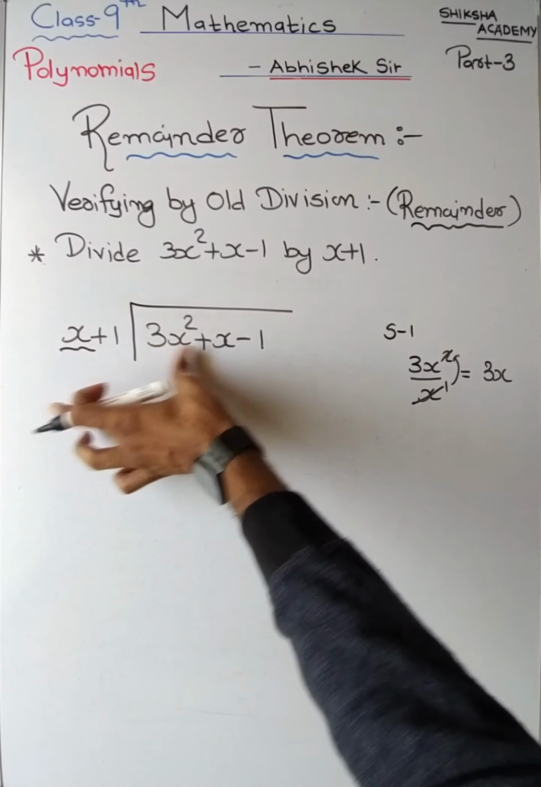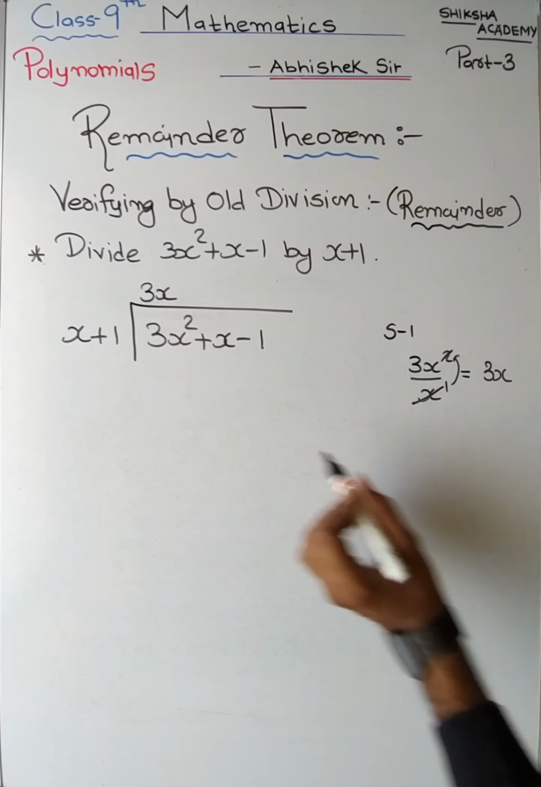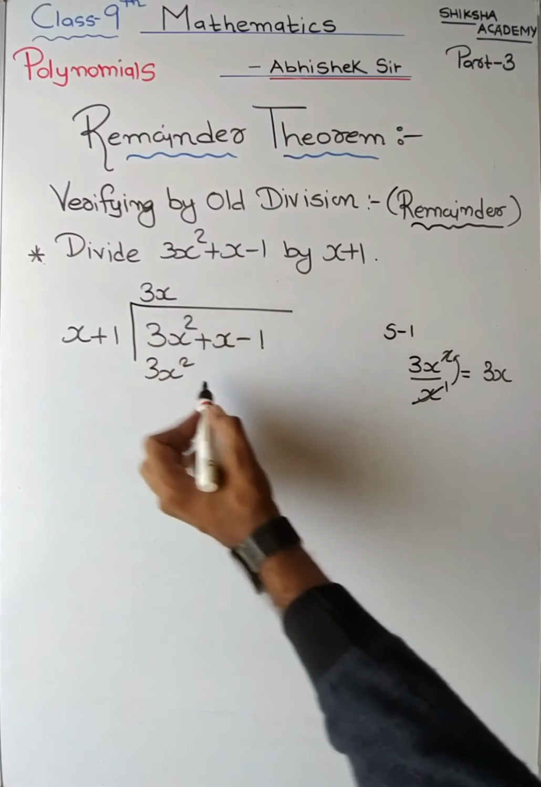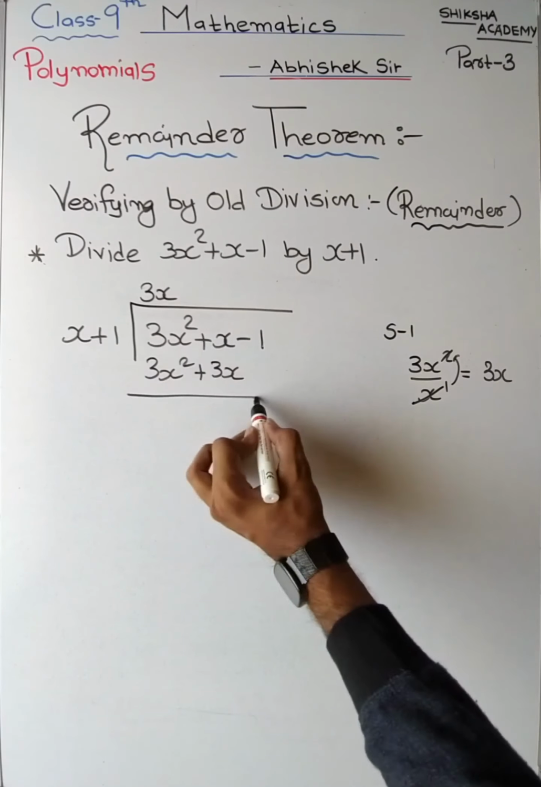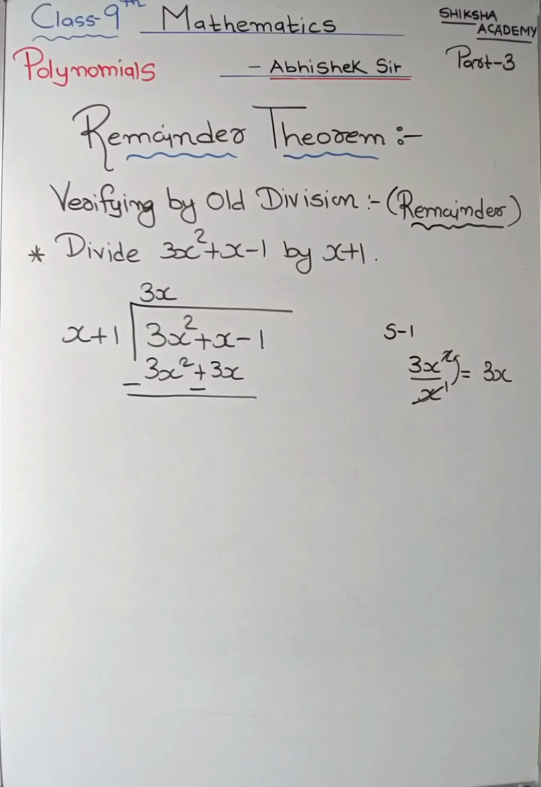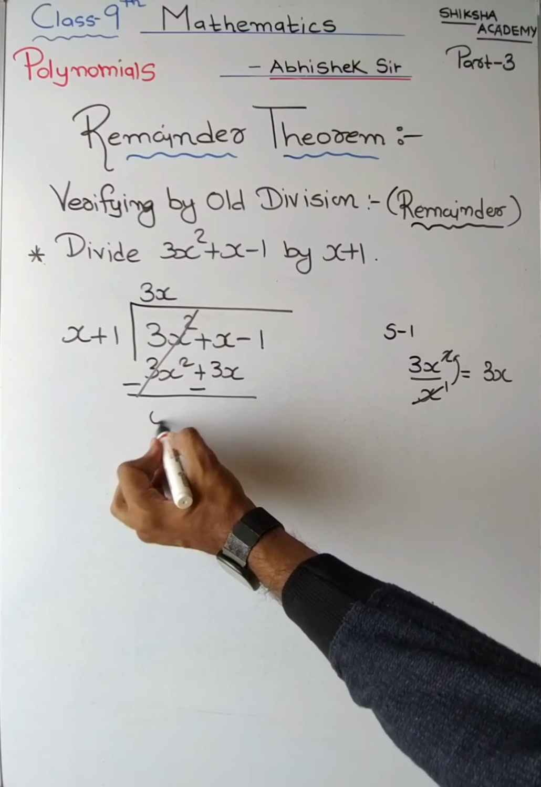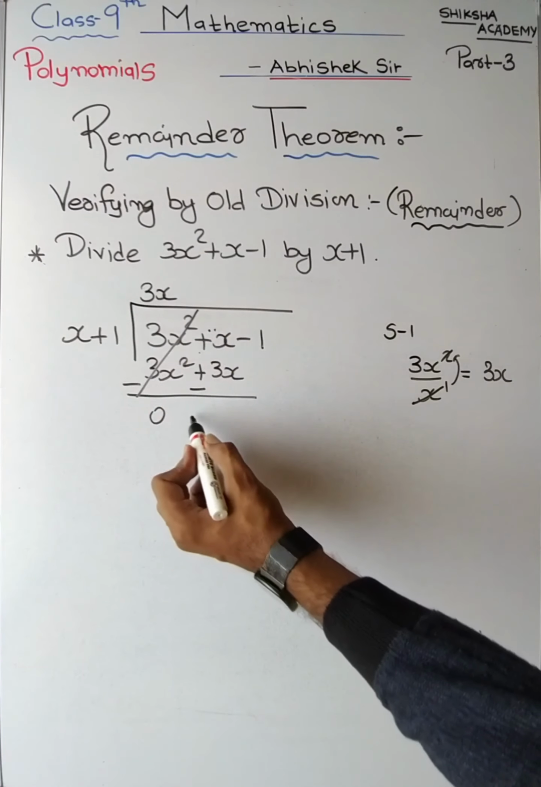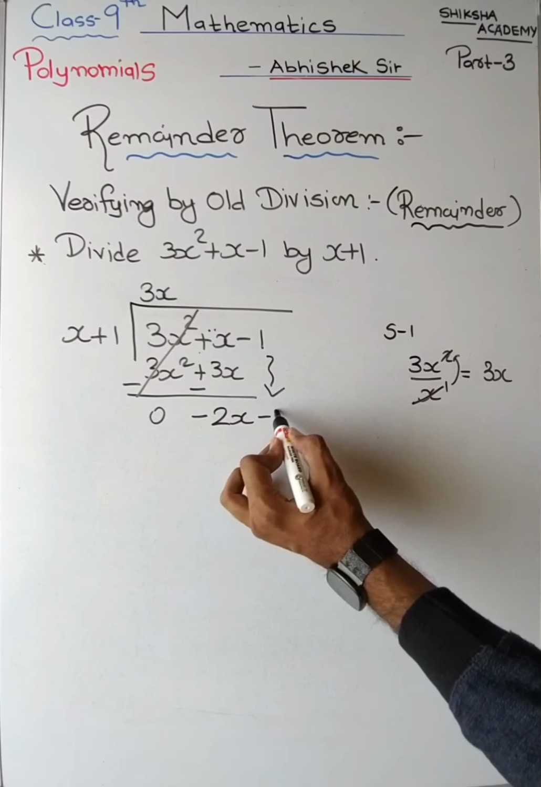So why are we finding 3x? Because we have to multiply this with 3x. Okay. So 3x into x becomes 3x square, and plus 1 into 3x becomes plus 3x. Leave some space and change the sign. Clear? So 3x square minus 3x will be cancelled. Plus x, that means plus 1x minus 3x will give you minus 2x. This number will be repeated.